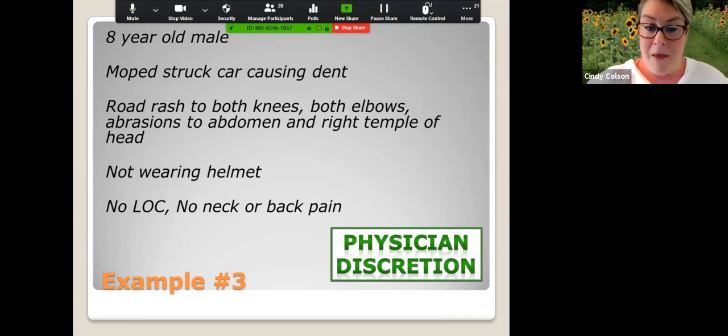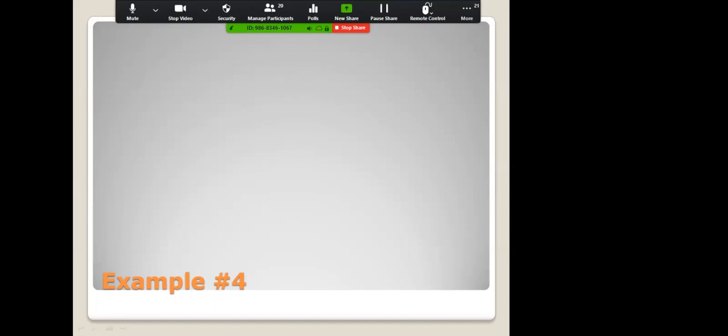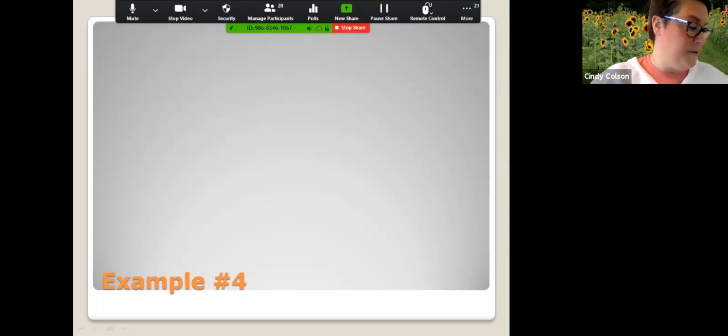And I agree with that as well. It's an interesting injury and an interesting mechanism, because it doesn't technically meet that picture-perfect trauma activation criteria. And the beauty of physician discretion. Yeah, absolutely.